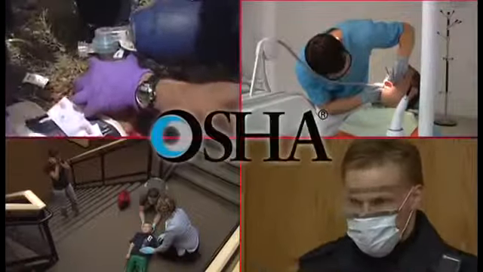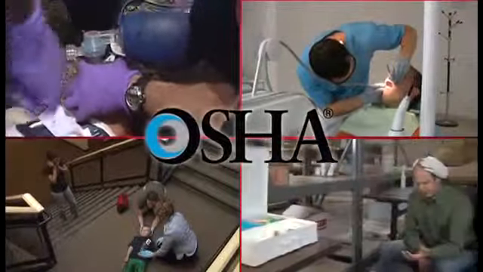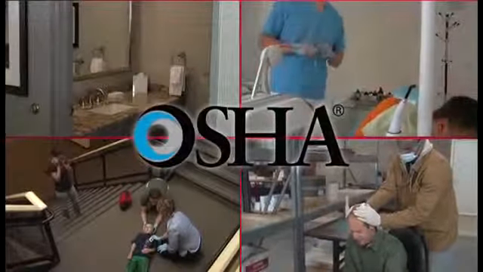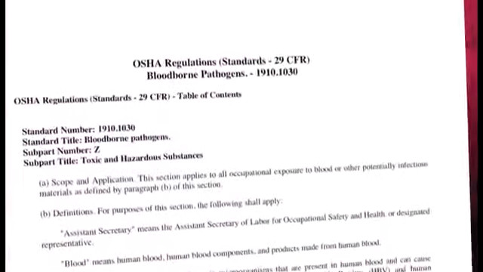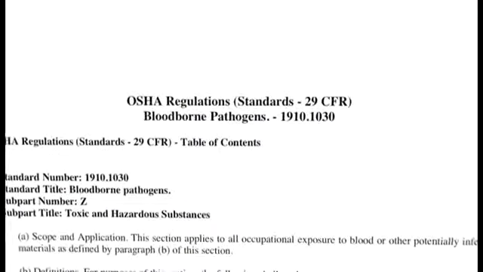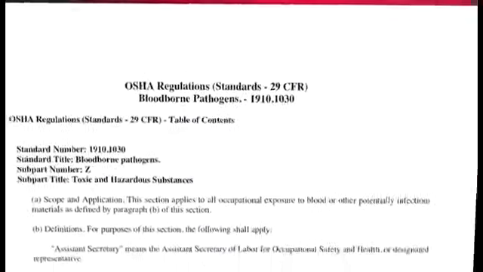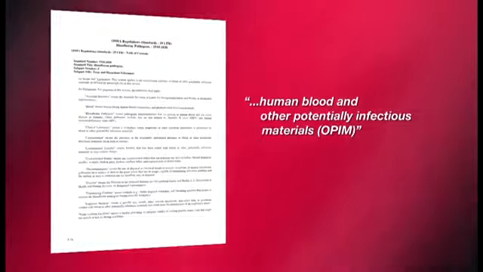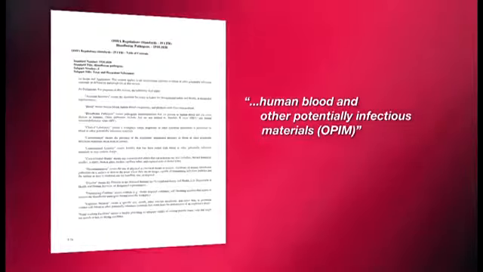The Occupational Safety and Health Administration, OSHA, has recognized that some employees face a significant health risk as a result of occupational exposure to blood or other potentially infectious materials. In 1991, OSHA issued the Bloodborne Pathogens Standard 29 CFR 1910.1030, which applies to all employees who can reasonably come into contact with human blood and other potentially infectious materials, or OPIM, in the course of their job activities.